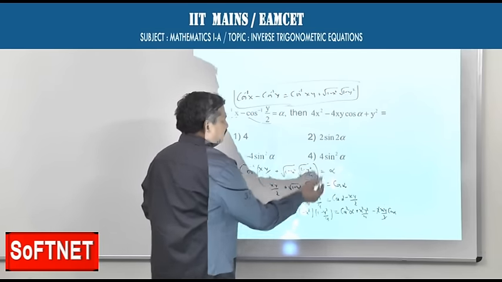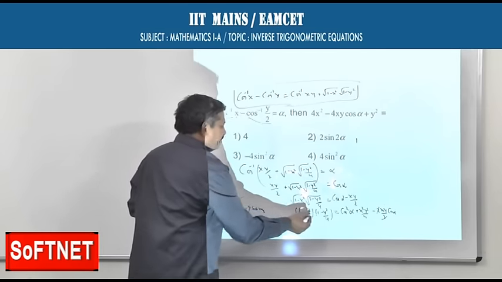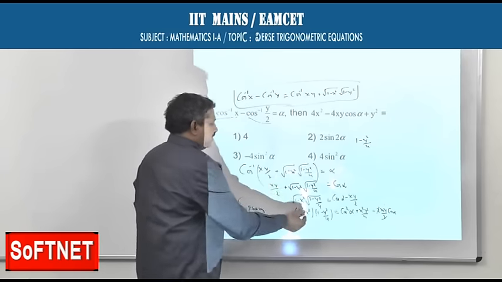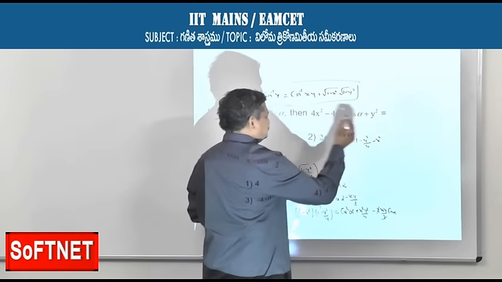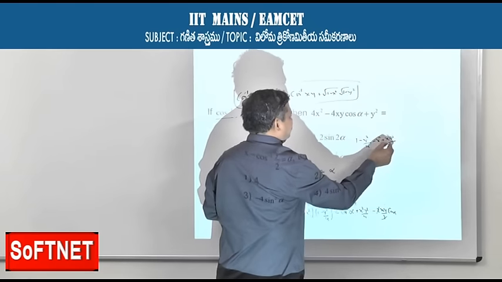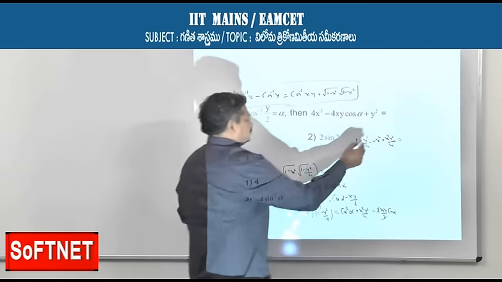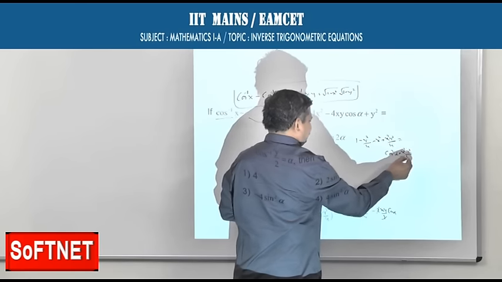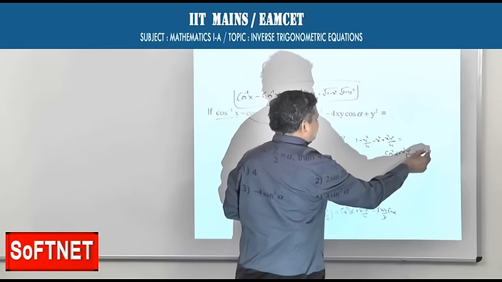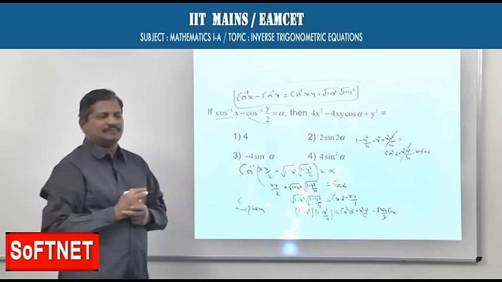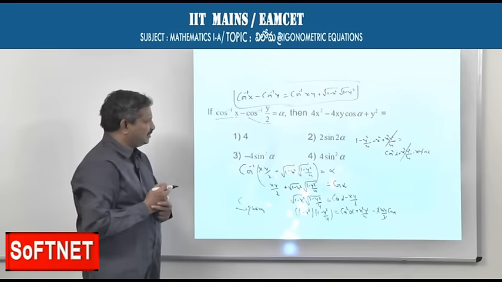Here 1 into 1 is 1, 1 into y square by 4 is y square by 4, x square into 1 is x square, plus x square y square by 4, is equal to cos square alpha plus x square y square by 4 minus xy cos alpha. The x square y square by 4 cancels on either side. What is required we'll see now.